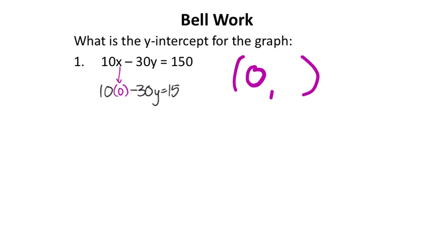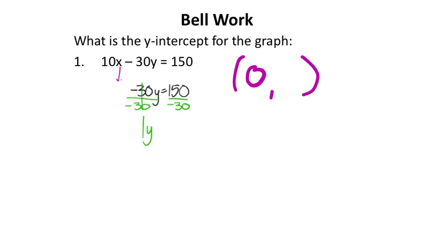150. There we go. But I do know that 10 times 0 is 0, so all I'm going to do with that term right there is just make it a phantom 0. Okay, so it's still there, you just can't see it because its final value is 0. And then the last thing I want to do to find the y value is just divide both sides by negative 30 to make the coefficient of y a phantom 1.